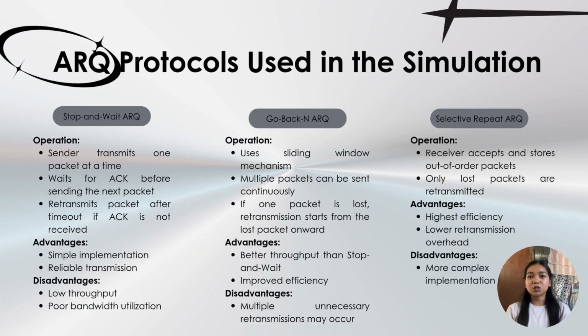Stop-and-Wait sends one packet at a time and waits for an ACK, making it simple but slower. Go-Back-N sends multiple packets using a sliding window but retransmits packets from the lost packet onward. Selective Repeat retransmits only the lost packet, giving the highest efficiency but with higher complexity.